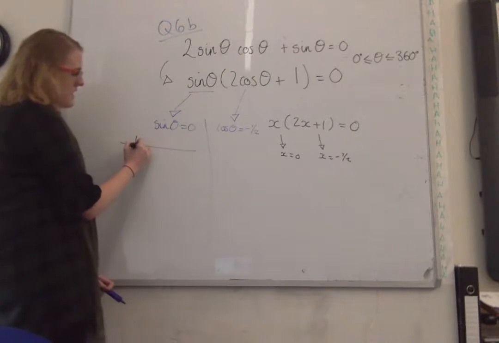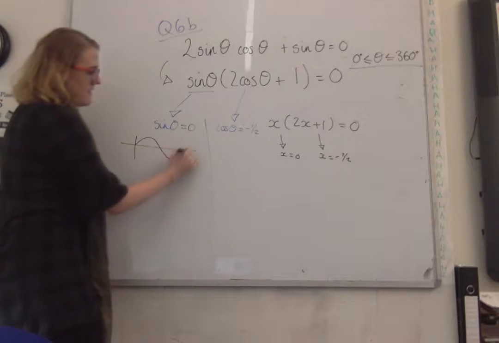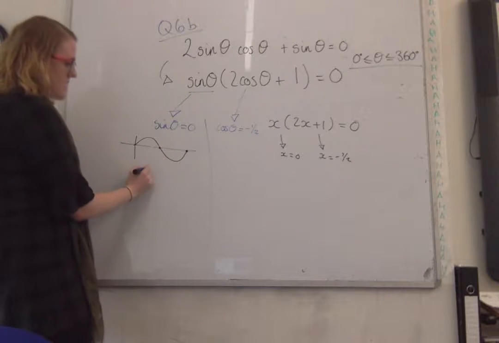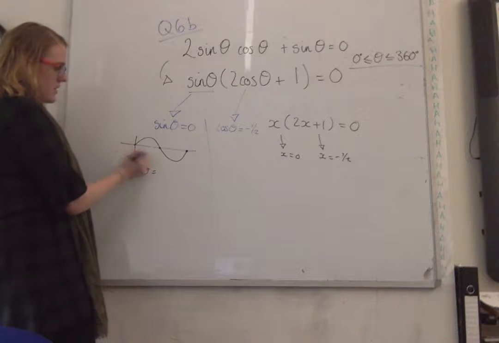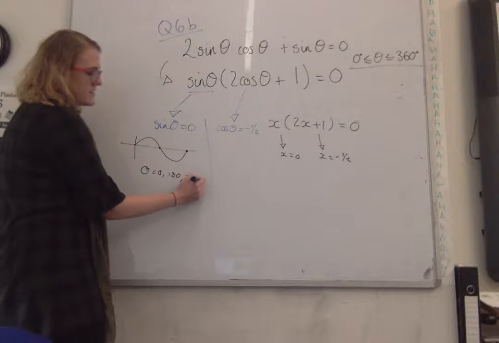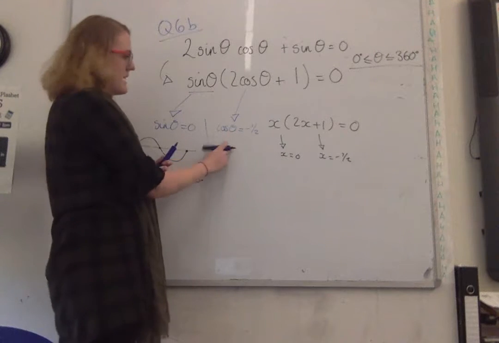We think about our sine theta between 0 and 360. We think about what values of theta that could be. So it could either be 0, 180, or 360 degrees. Then we're going to have to follow down this route as well.